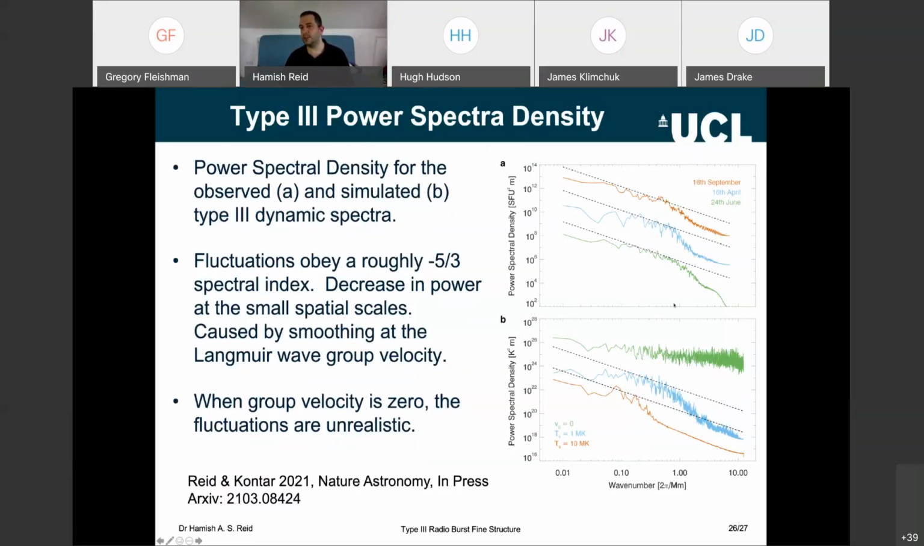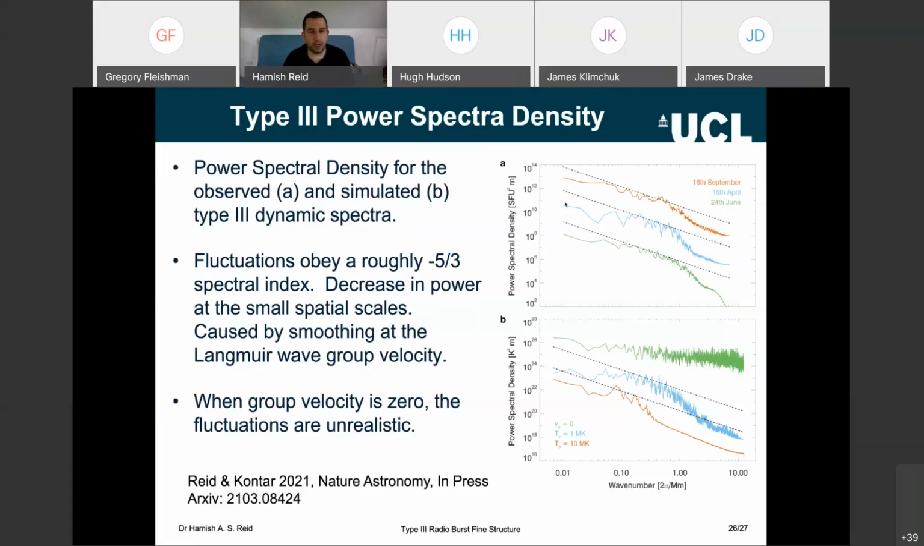And so we're really seeing not only the -5/3, but this reduction in the power, which means that we're hypothesizing that the power density spectrum of the type 3 bursts is giving you an indication remotely of the power density spectrum of the density turbulence within the solar corona, which hasn't really been seen before.